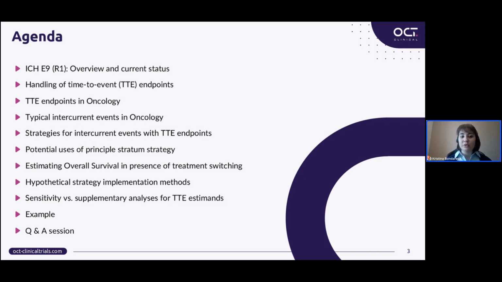We will review possible uses of principal stratum strategy and discuss difficulties in estimating overall survival arising from treatment switching in terms of estimates. We will show how to distinguish between sensitivity and supplementary analyses. And finally, we will provide an example in diffuse large B-cell lymphoma.